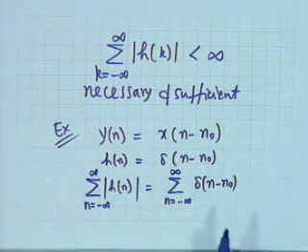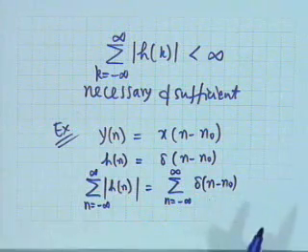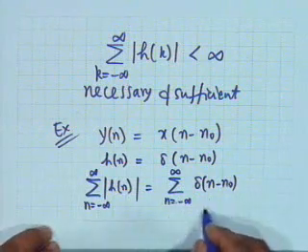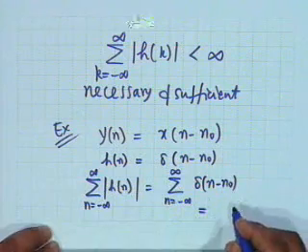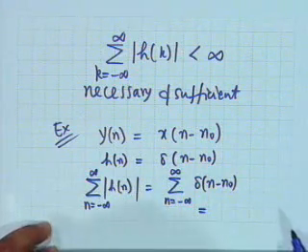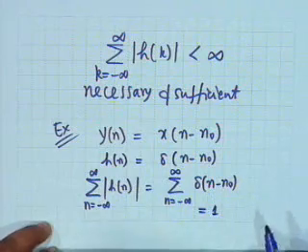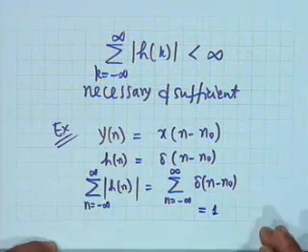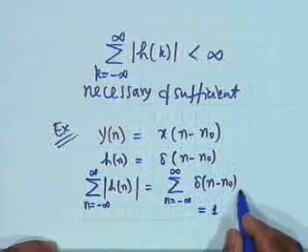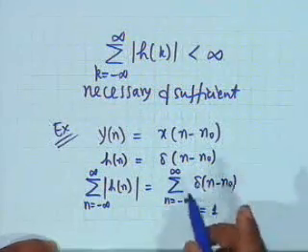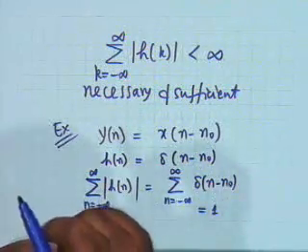Delta is positive, therefore I don't have to take the absolute value. And what is this summation? It is 1. That's all, and therefore the system is stable. This summand exists only at n equal to n0, just for one value of n, and the value there is unity. That's why the summation is equal to 1. Therefore the system is indeed stable.